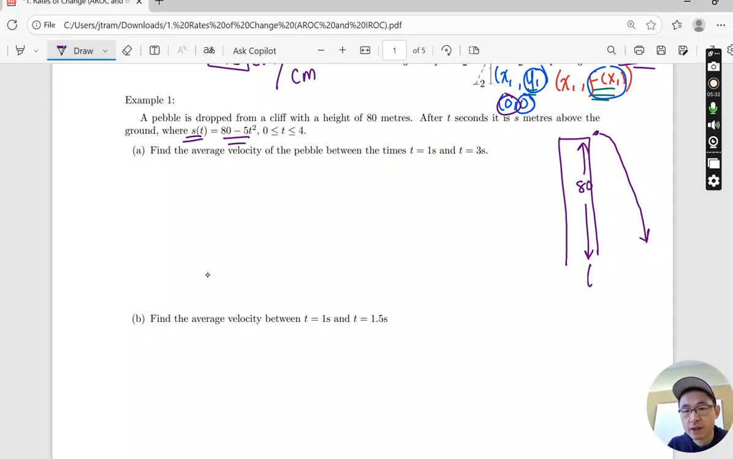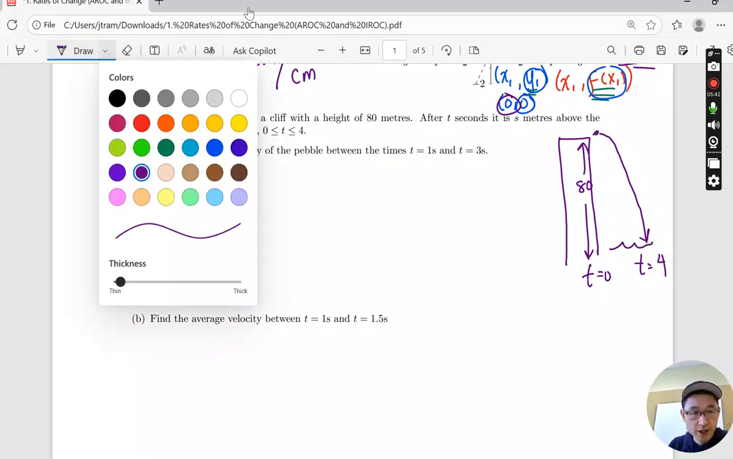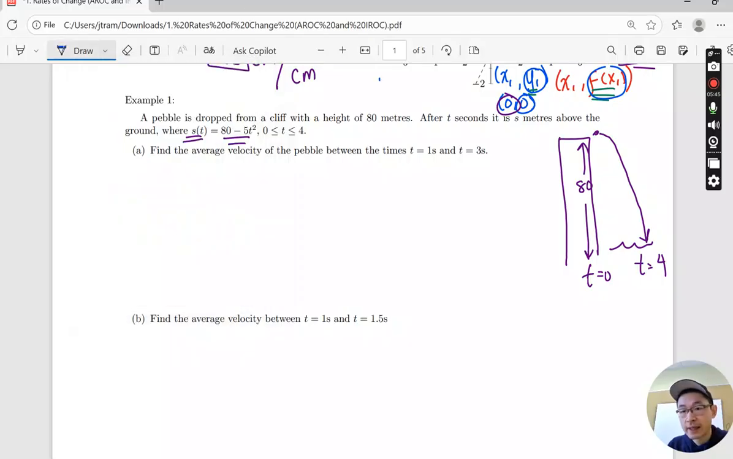So let's pretend this is when time is 0, and it takes 4 seconds for it to fall into the water, let's say. So we want to know what the average rate of change is between time 0 and time 4. So in other words, we want to find the slope of that line. So the average rate of change between those 2 points.